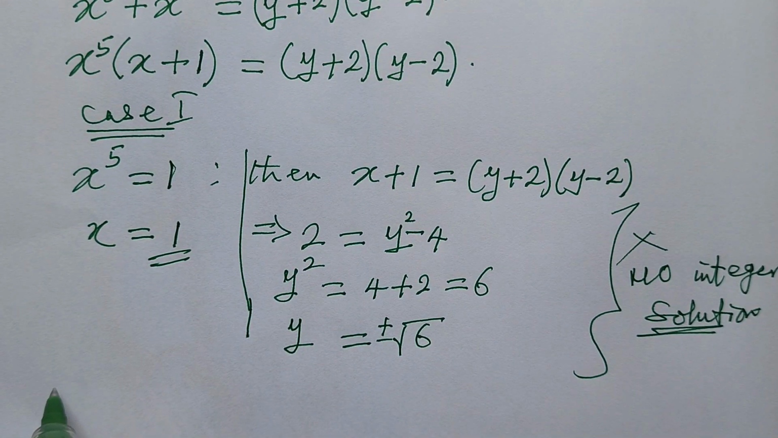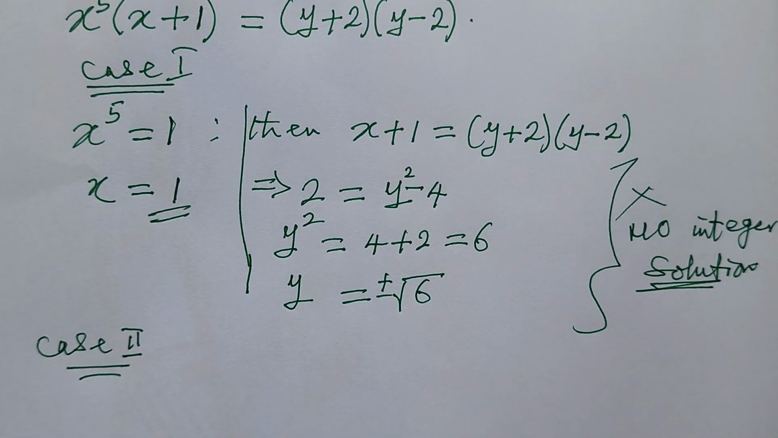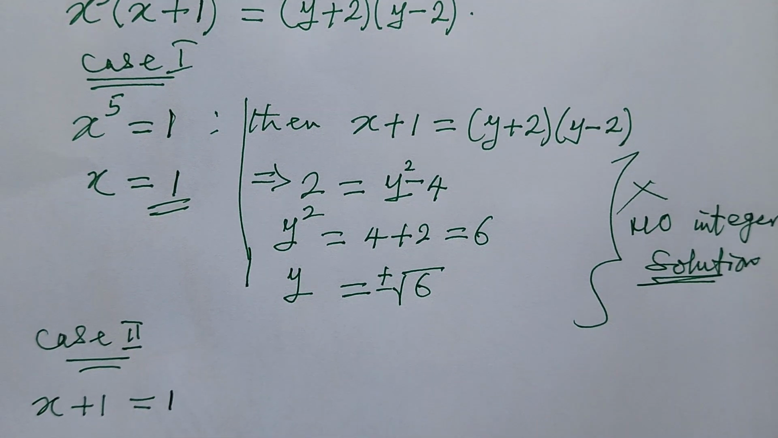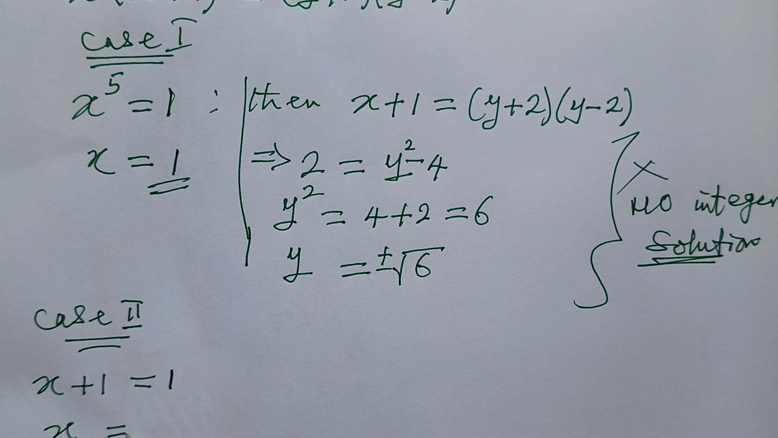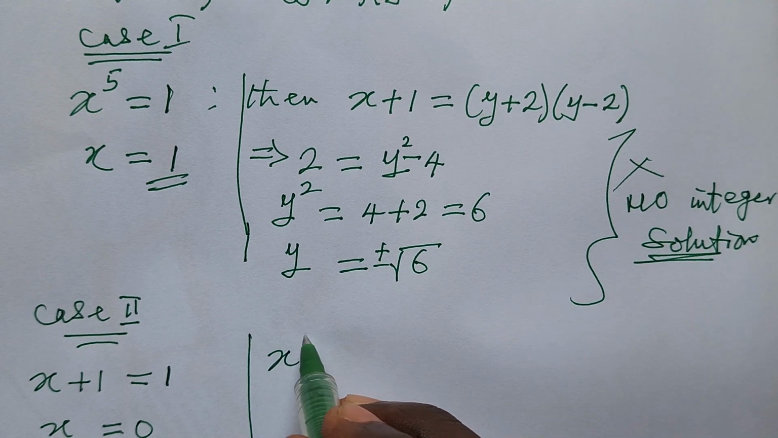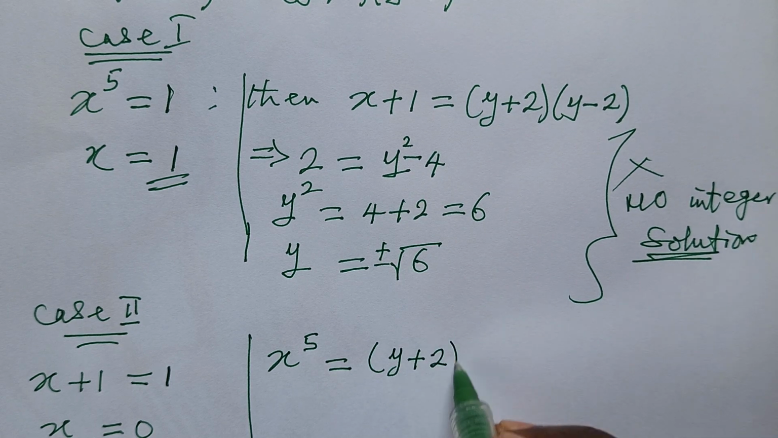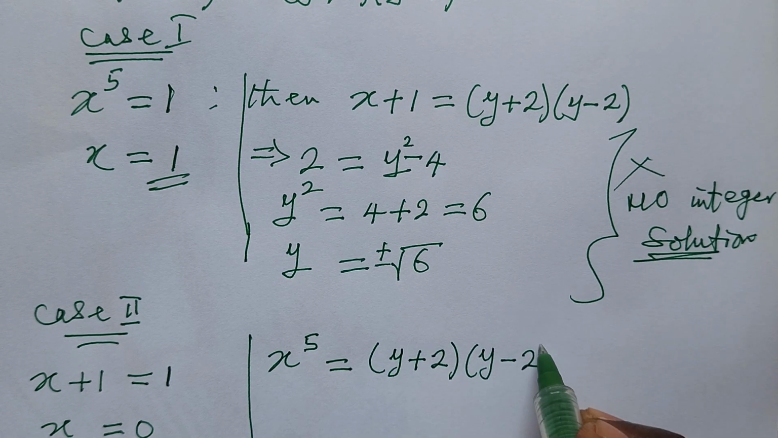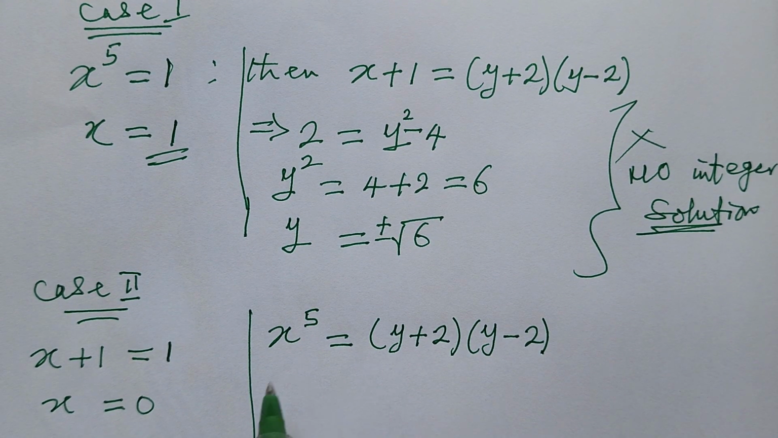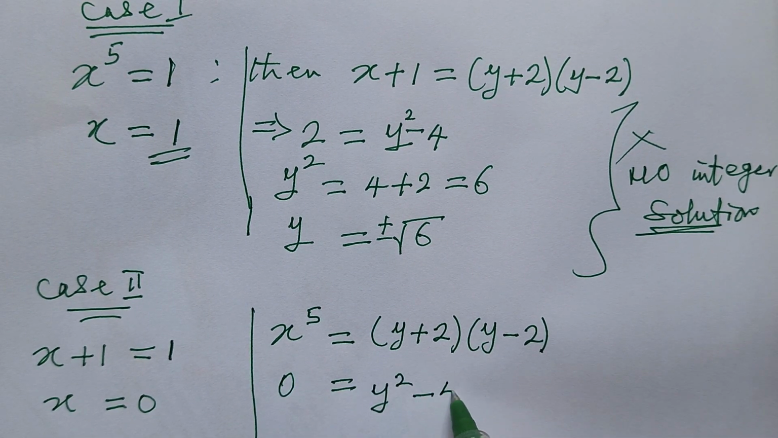So we take our case 2. Let's look at case 2. If we're going to get an integer solution from there, in case 2 we have x plus 1 equal to 1, therefore x is equal to 0. Then on the other side, x to the power of 5 will be equal to (y plus 2)(y minus 2). If we open up, again with x being 0, this gives us 0 equal to y to the power of 2 minus 4.